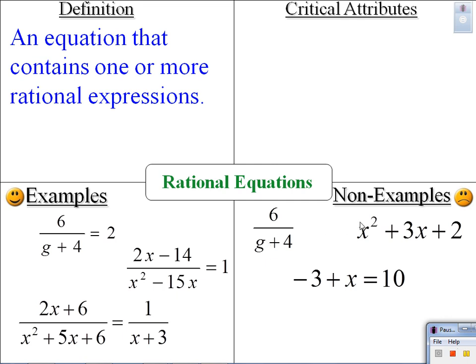Talk it over with your neighbor. Let them know why these three are not rational equations. Why are these not rational equations? Tell your neighbor, please. All right, Chris, why are these two not a rational equation? Expressions, and this one? It's an equation, but... Alejandro?